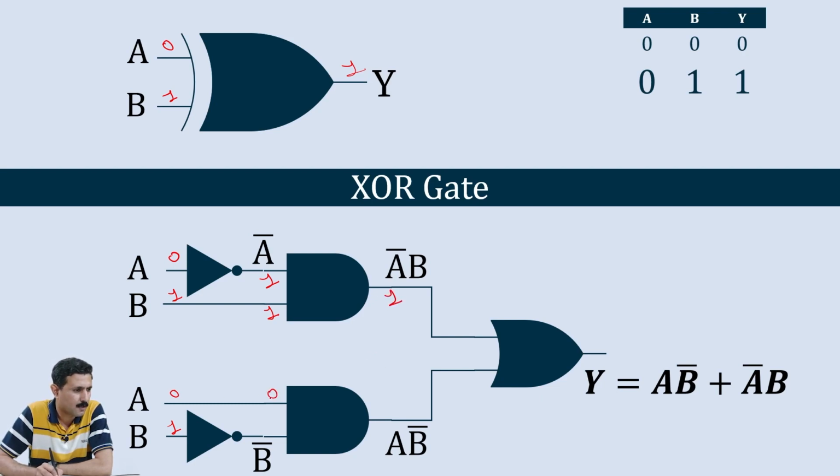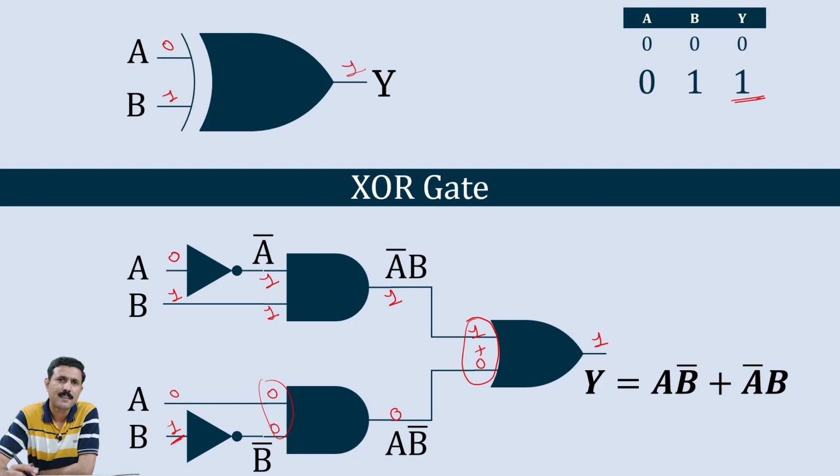Now A is 0. The input to this NOT gate is 1, so the output would be 0. So the AND operation of these two inputs, 0 into 0, would be 0. So finally the inputs to this OR gate are 1 and 0. So when we add these two inputs, 1 plus 0, the output would be 1, and that is what we are getting here in the output.